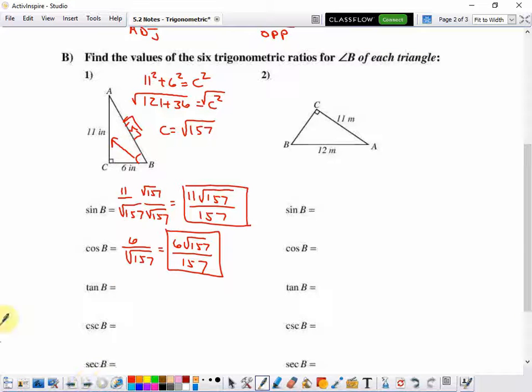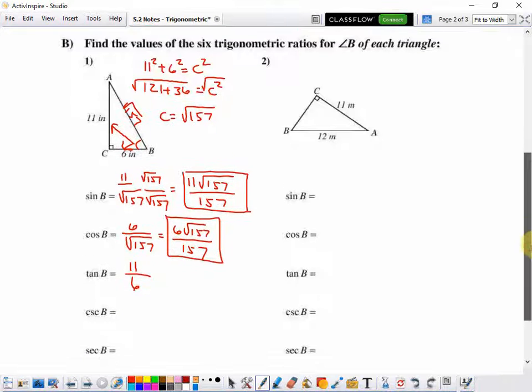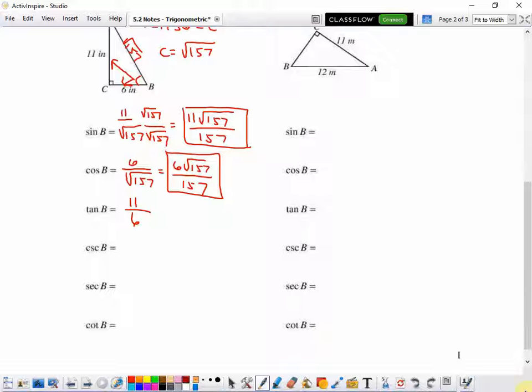And then tangent is the opposite leg over the adjacent leg. So that would be 11 over 6. Cosecant is the reciprocal of sine. So if I take what I had originally for sine, hypotenuse over the opposite this time, I would get the square root of 157 over 11.